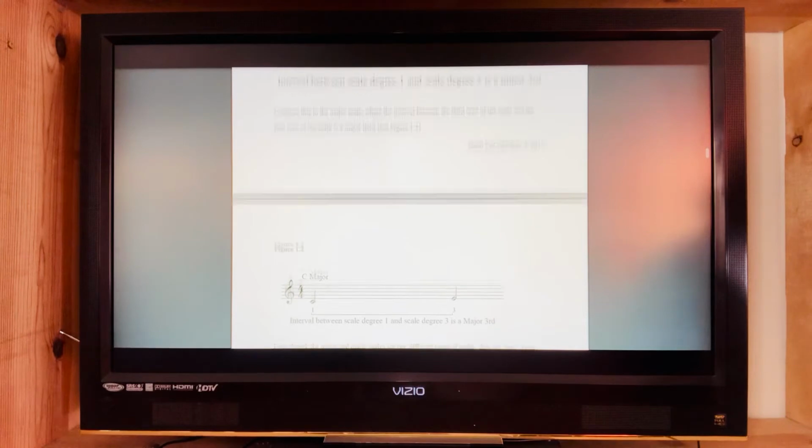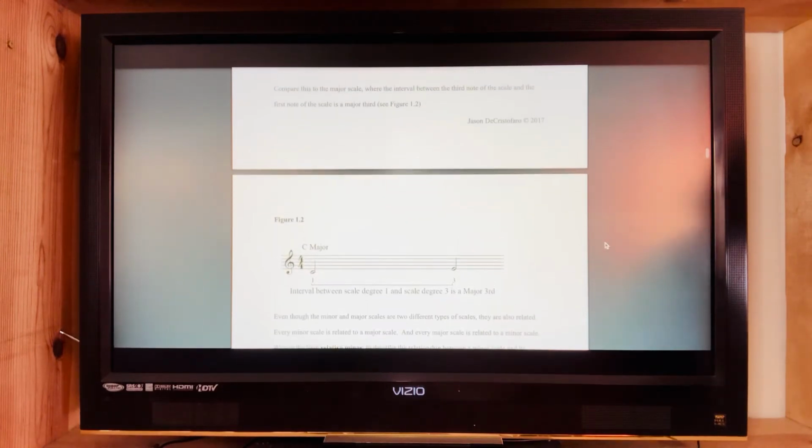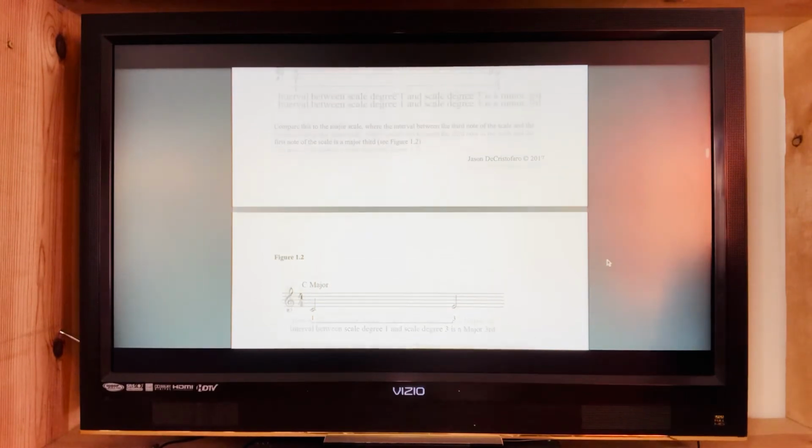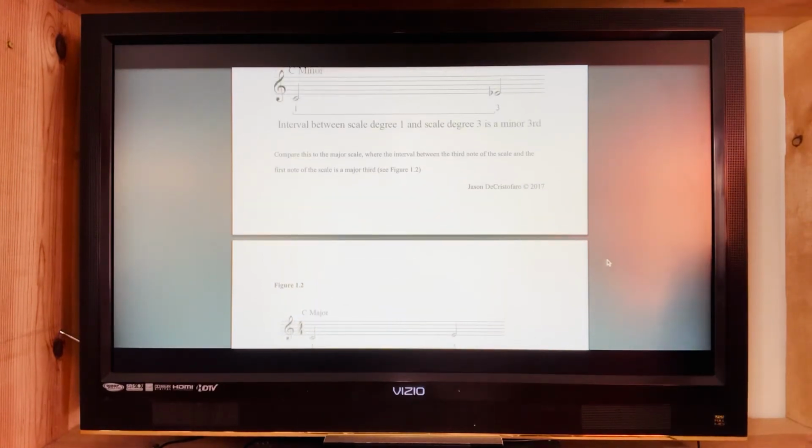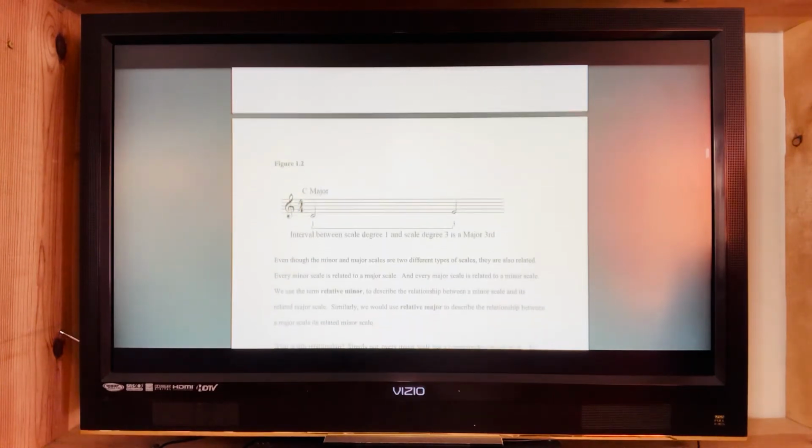Compare this to the major scale, where the interval between the third note of the scale and the first note of the scale is a major third. So there it is. We had the E flat for the minor, and to make it major, it's an E natural.